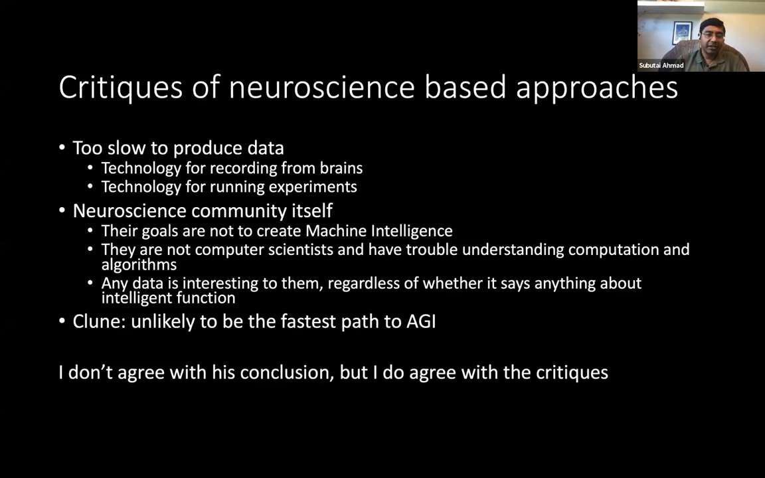In Jeff Clune's case, his conclusion is the mimicry approach is unlikely to be the fastest path to AGI. I would say the mimicry path is never going to get to AGI. It's just not going to happen. It's impossible in my mind, so it's not even unlikely. I'll be more blunt about it. But I did want to point out that these two critiques do apply, and we face this ourselves.